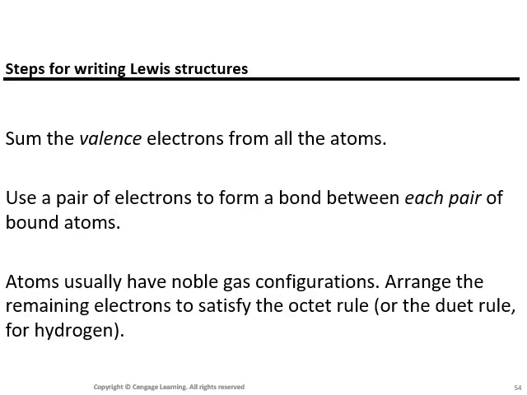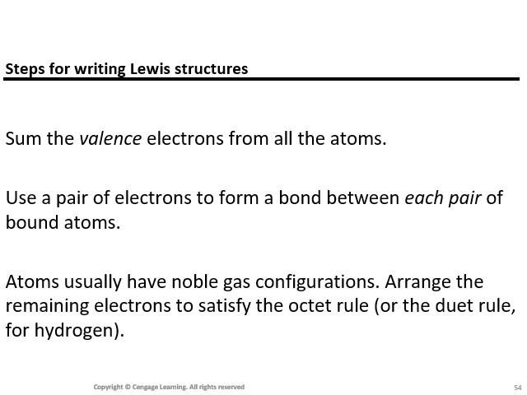Oh, I forgot to say next. All right, so to do Lewis dot structures, here are the steps. First of all, sum the valence electrons from all the atoms. In other words, just count over what column it's in. If it's H, it's 1. If it's O, it's 6. If it's N, it's 5. If it's F, it's 7. So just do all of them that same way. So that's the number of valence electrons it has.